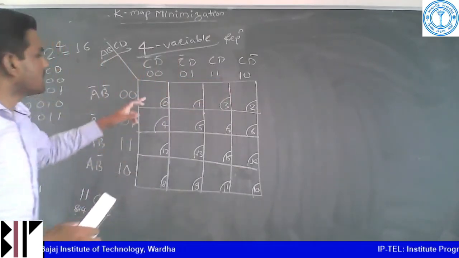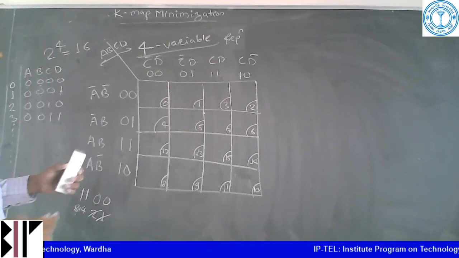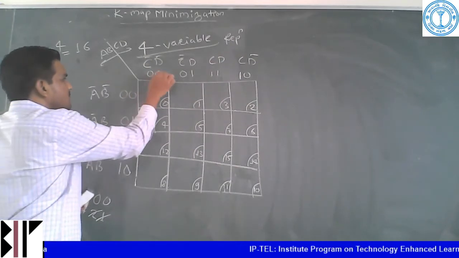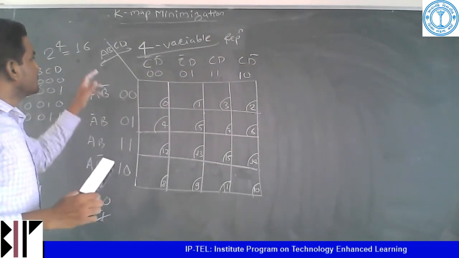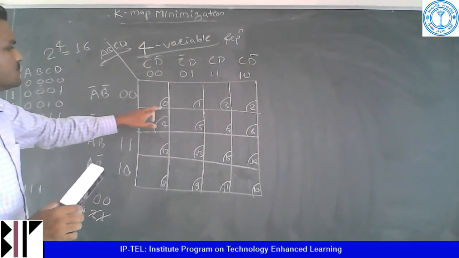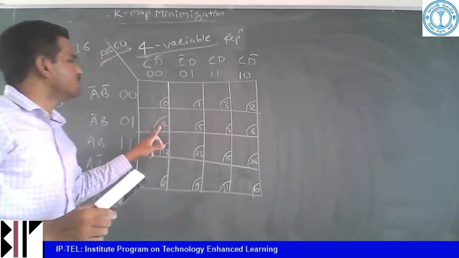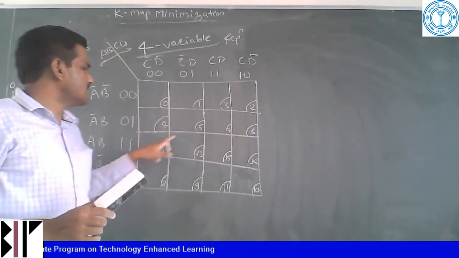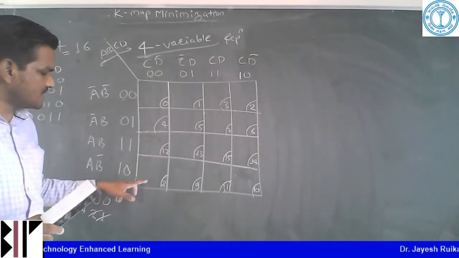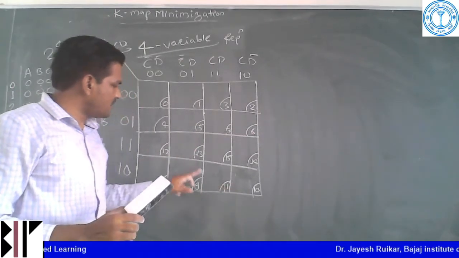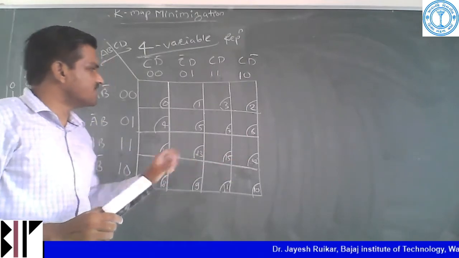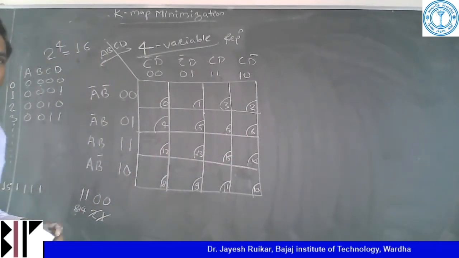Now these cells have been represented in terms of decimal numbers of this variable fashion. A, B, C, D is there. So 0, 1, 2, 3, 4, 5, then 6, 7, 8. Here state change is there. 8, 9, 10, 11, 12, 13, 14, 15. This is your 4 variable K-map.